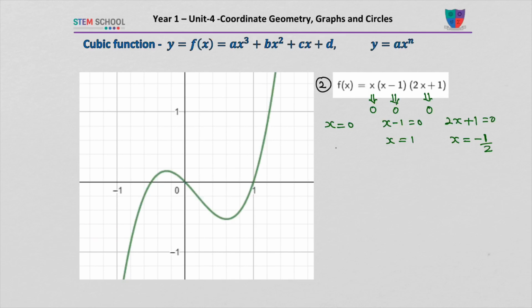If your polynomial is odd, you start from the third quadrant. If your polynomial is even, you start from the second quadrant, provided a is positive. If a is negative, the reverse is true.